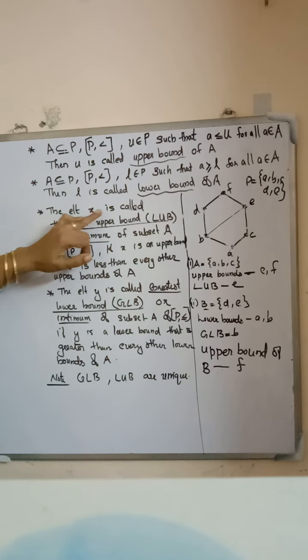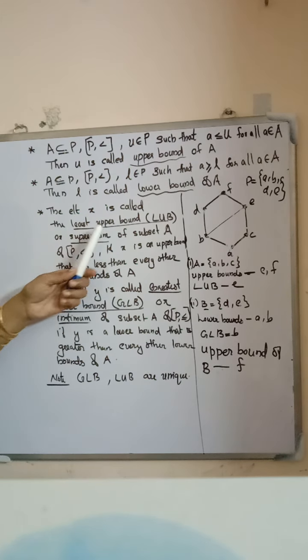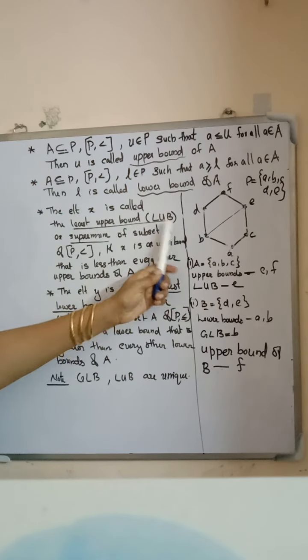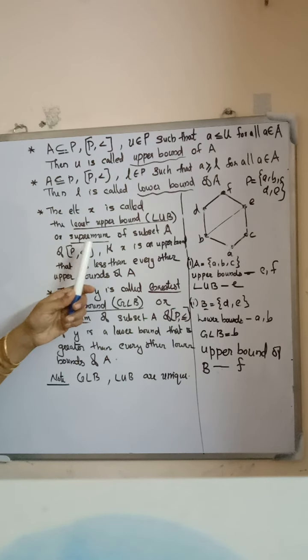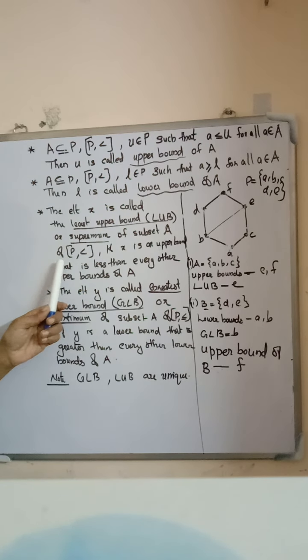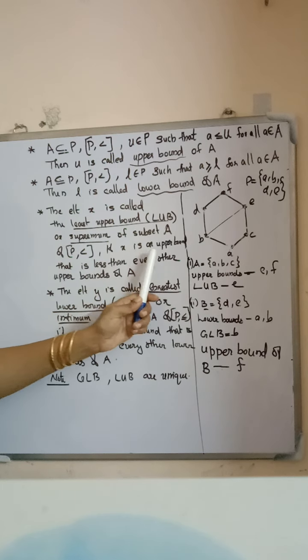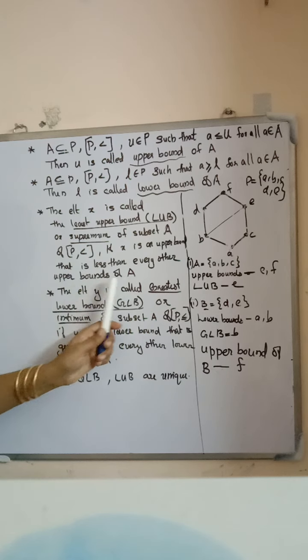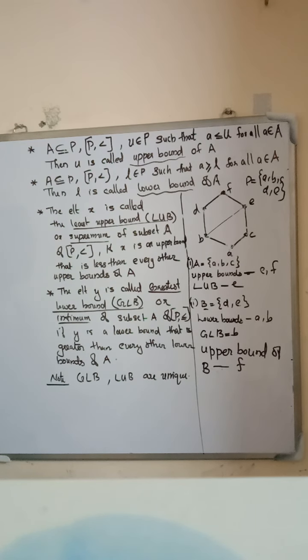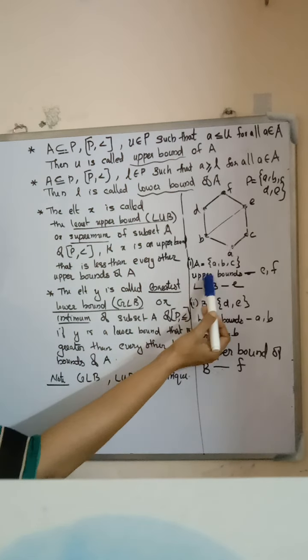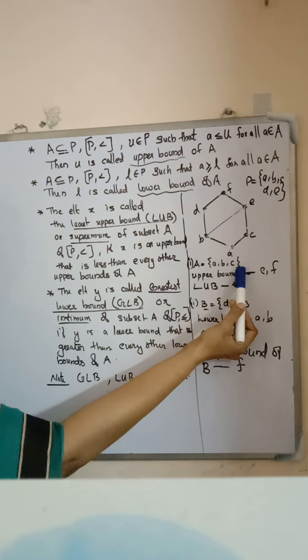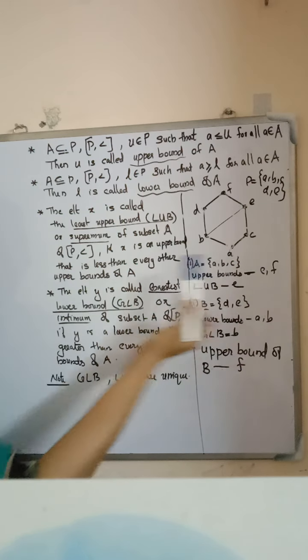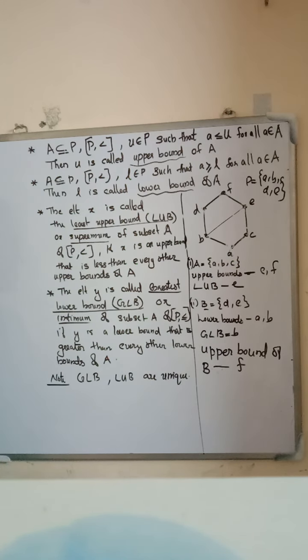The element X is called the least upper bound, or LUB, it's a short form, or supremum of subset A of the poset if X is an upper bound and it is less than every other upper bound of A. Okay, then that upper bound is the least upper bound. Here we find the upper bounds. For set A, B, C, we find E and F are the upper bounds.